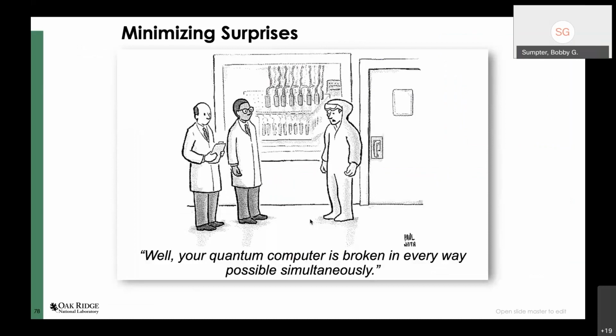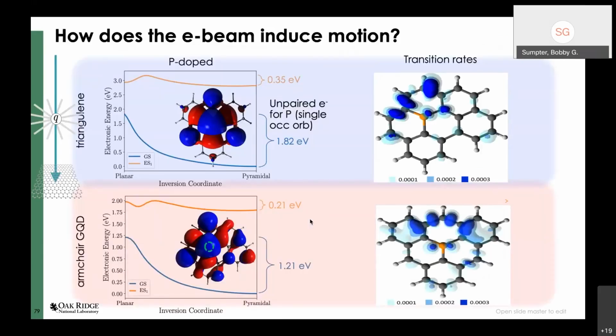That being said, just doing it by trial and error is not that satisfying. We do want to minimize all the surprises. You don't want your quantum computer broken in every way possible at the same time. We want to understand and control things better than that. So how does the electron beam actually do the motion generation? Because typically the energies are maybe not as high as you might think would be needed to pop out a carbon atom in a graphene lattice.